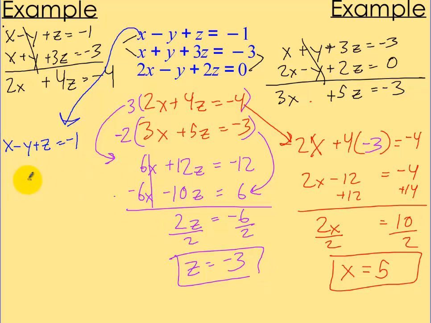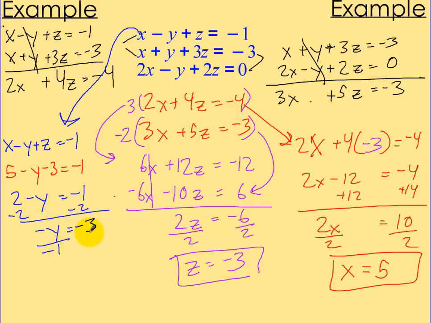And I'm going to plug in values. So for x, I'm going to plug in 5, because it's 5 for x. And for y, I'm going to go minus y. And then for z, I'm going to plug in negative 3. So 5 minus y minus 3 equals negative 1. Let's solve that equation. So 5 minus 3 is going to be positive 2 minus y equals negative 1. Subtract 2 on both sides. So you get negative y equals negative 3. Divide by negative 1, and I get y equals 3.